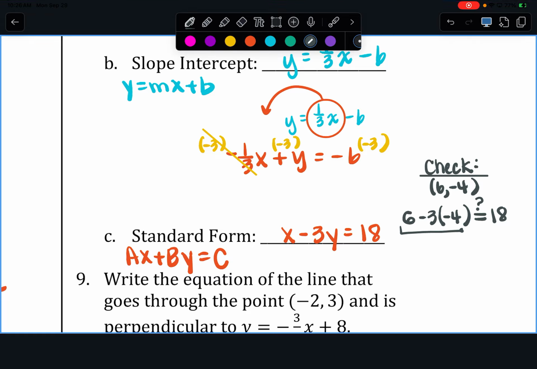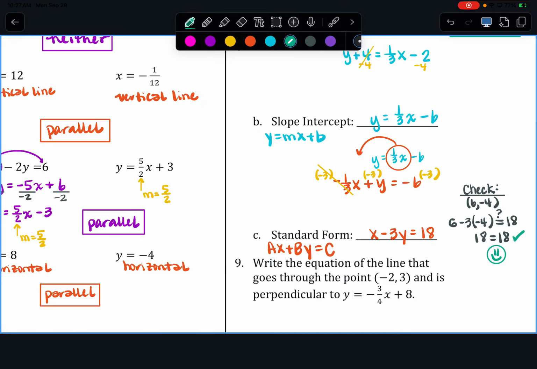Well, if I type this in my calculator, that's 6 plus 12, because the double negative, which does give me 18. Is 18 equal to 18? Yes, indeed, and I'm gonna put a little smiley face. Now again, that doesn't 100% guarantee that my answer is correct, but it does prove that the point they gave me does lie on my final answer, right? Which is a pretty good indicator that you're probably correct, okay?